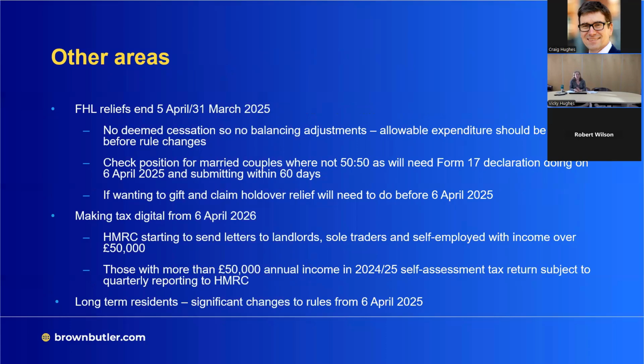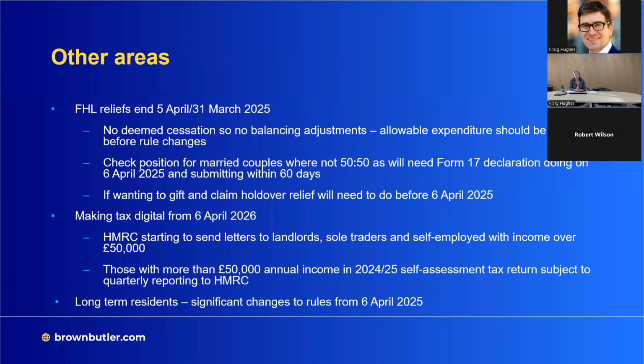Now, there aren't deemed cessations of capital allowances, so you don't get a balancing adjustment. And this is just a reminder that if you do get to claim some more allowances because you are a furnished holiday let, then you might want to think about incurring that allowable expenditure before the rule changes, so before the 5th of April or the 31st of March.